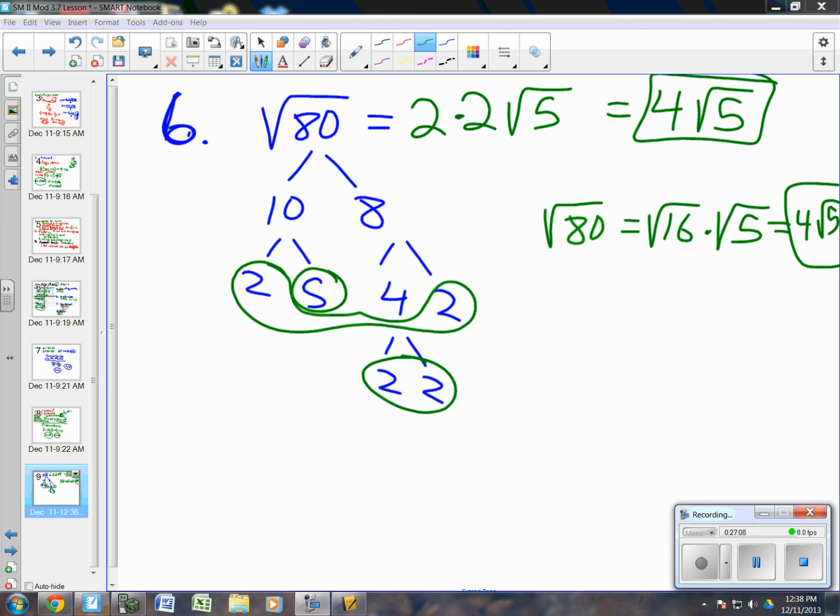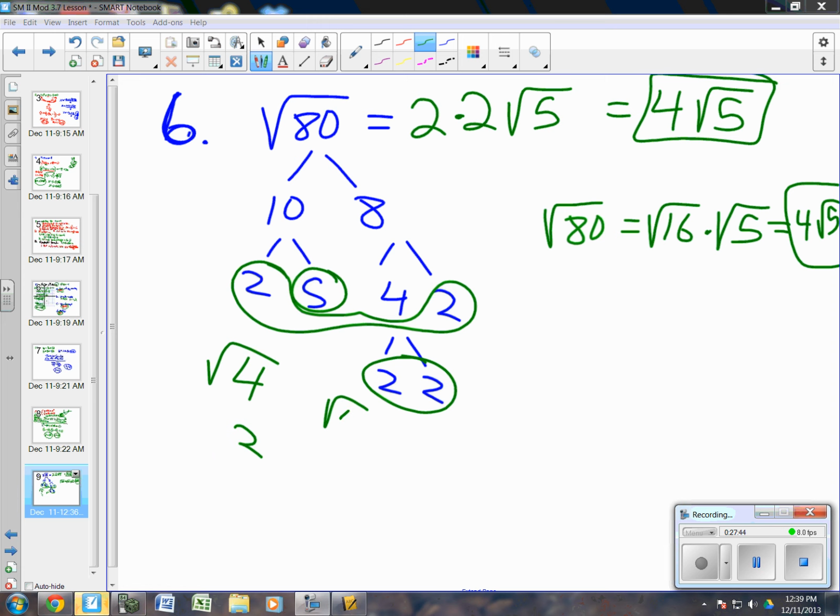Which way do you guys like better? How many of you guys like the first method better? How many of you guys like the second method better? When it's a number less than 150, I like this method because I can do perfect squares pretty fast in my head. But when it's bigger than that, I like to use this method. Yeah, there's a pair of 2s here and a pair of 2s here. See, 2 times 2 is 4, and the square root of 4 is 2, right?